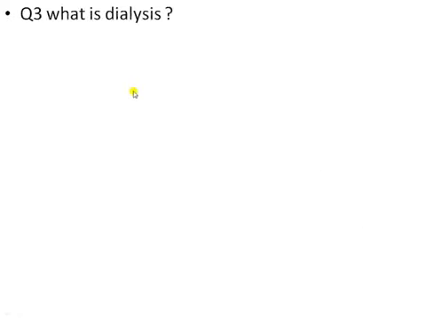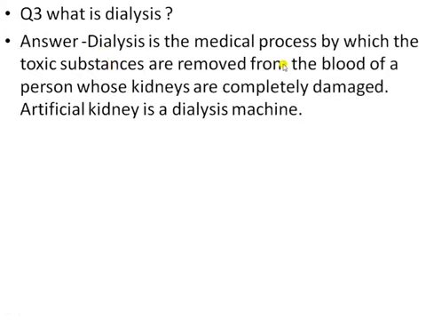Third question is, what is dialysis? Dialysis is a medical process by which toxic substances are removed from the blood of a person whose kidneys are completely damaged. The artificial kidney is a dialysis machine. Dialysis is also known as the artificial kidney.